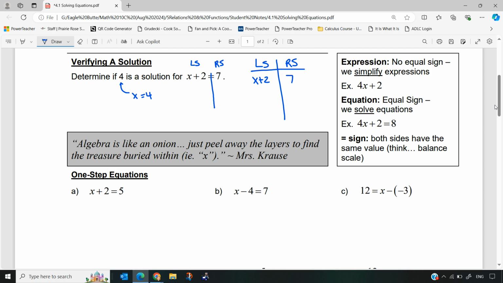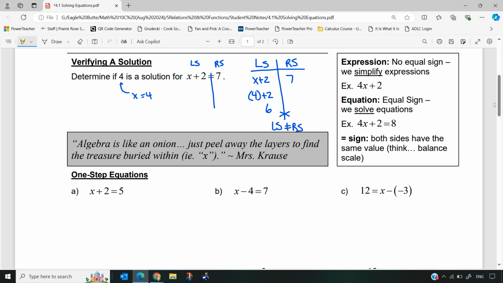So here we're going to put in 4. 4 plus 2, typically when we're subbing in, we'll use brackets. 4 plus 2 is 6. Notice that 6 and 7 are not equivalent, so 4 is not a solution to that equation. So for this question, we would say that LS does not equal RS.